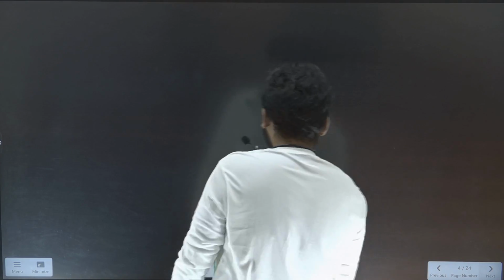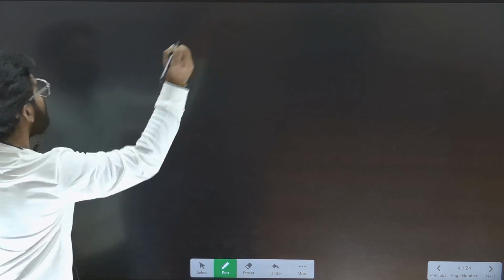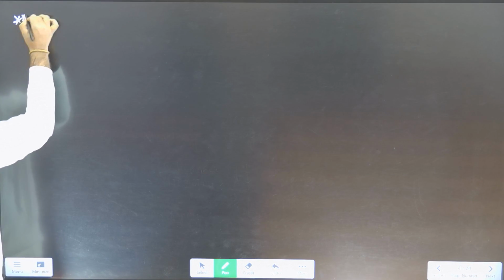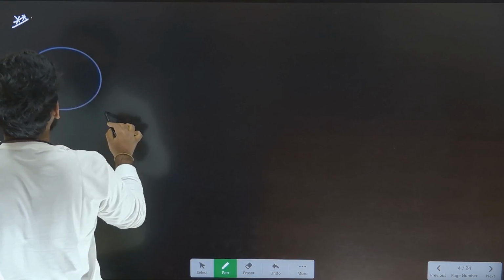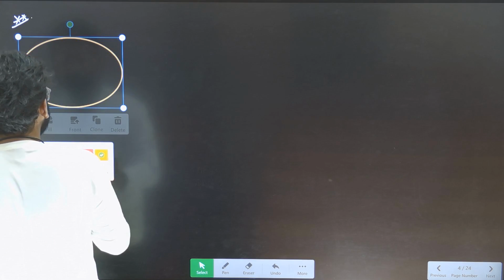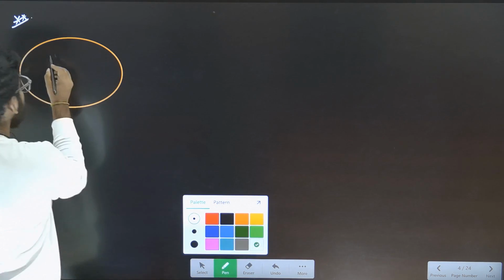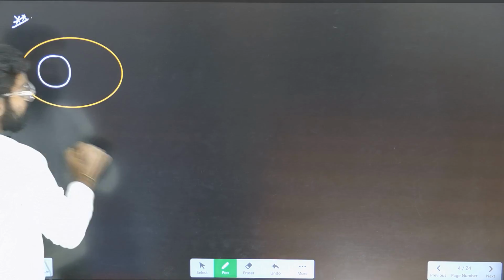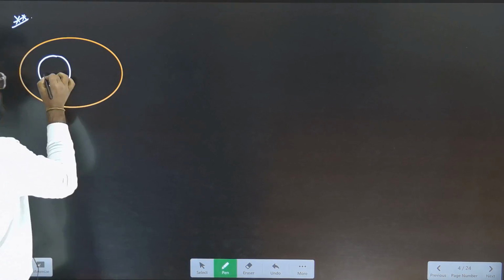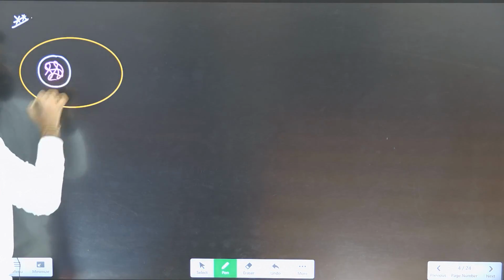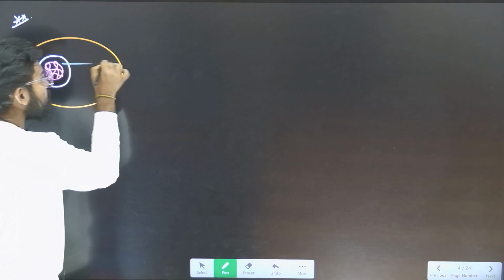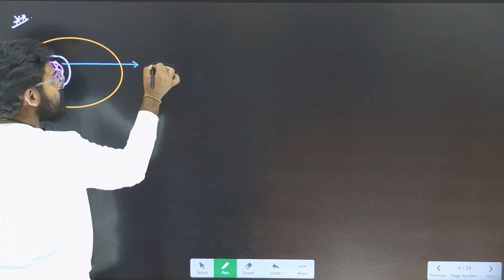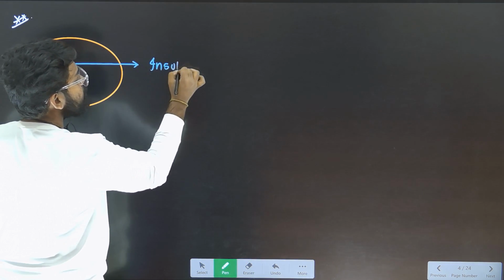So seeing the problems, scientists and researchers tried to find a solution. The solution was, say, this is a cell and this is the nucleus of that cell, and in this nucleus there is the DNA, and from this DNA scientists have extracted the insulin gene.